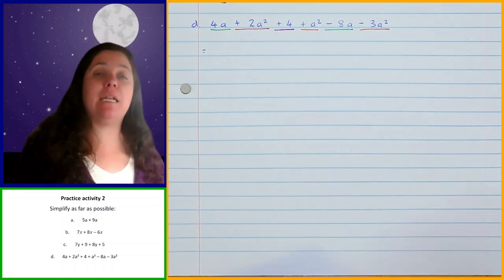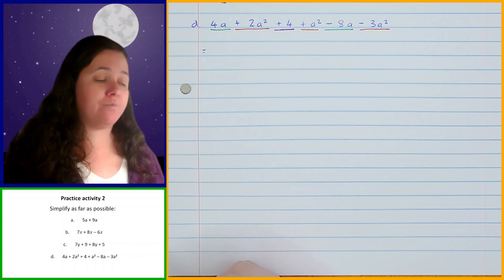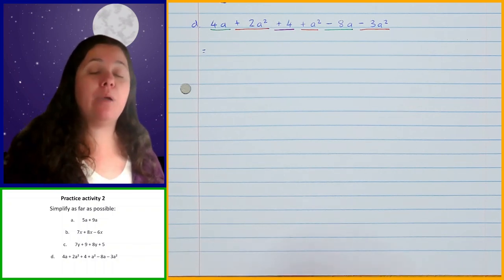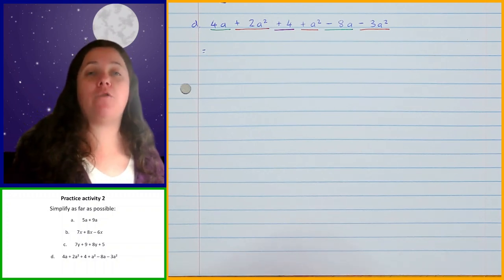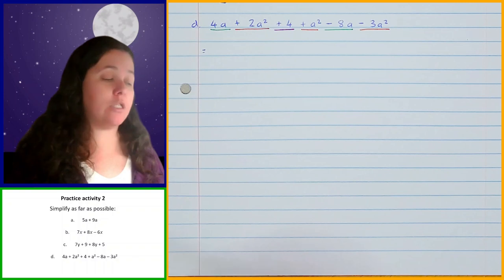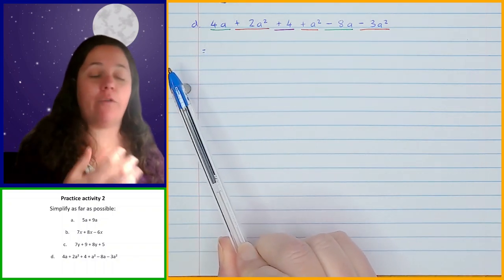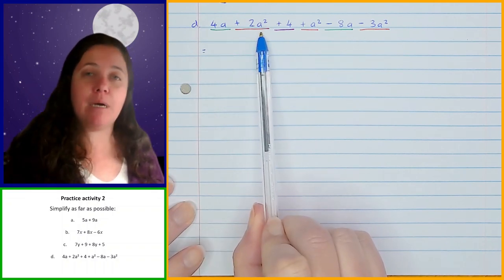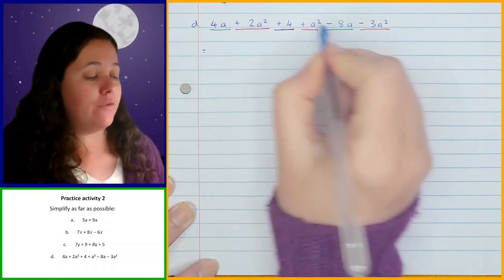So I'm going to collect my like terms. Just like we always do, alphabetical order if we can. Like we learned in the polynomial section, we were talking about standard form. The standard way of writing is in descending powers of whatever your main variable is, or in alphabetical order of your variables as well. So I'm going to start off with the highest power of a, which is a squared. So I'm going to put all of those ones first.